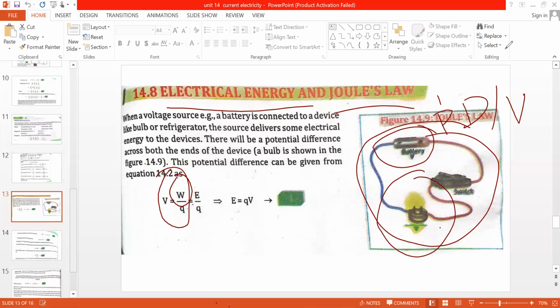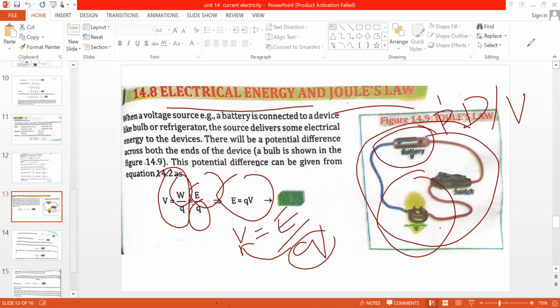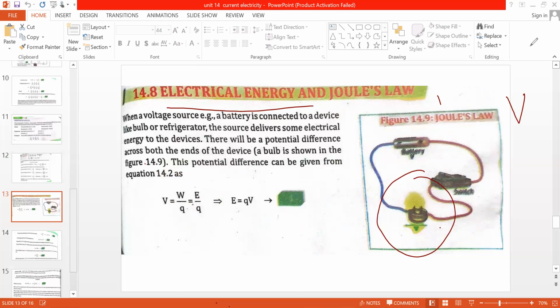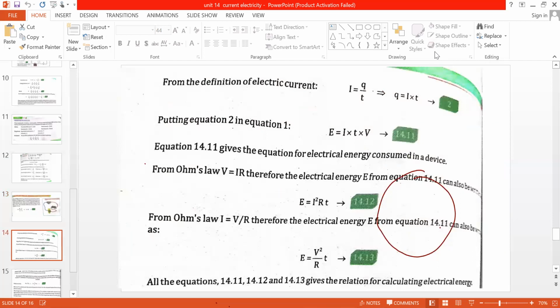So we can write W equals E, divided by Q. So the equation is V equals E divided by Q. If we want to find out the value of E, we can take this Q on the other side and we will get the equation E equals QV, right? So this is the relation for energy when we are moving the point charge from one potential to another potential, right?